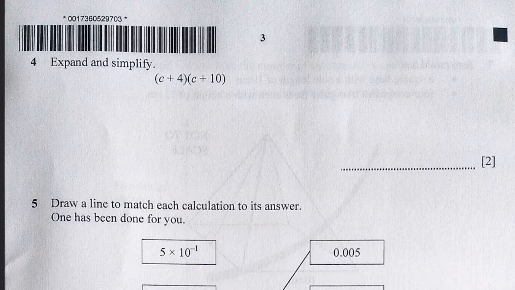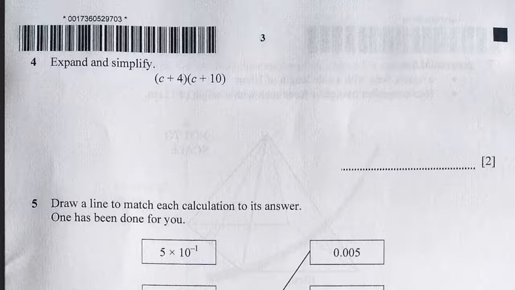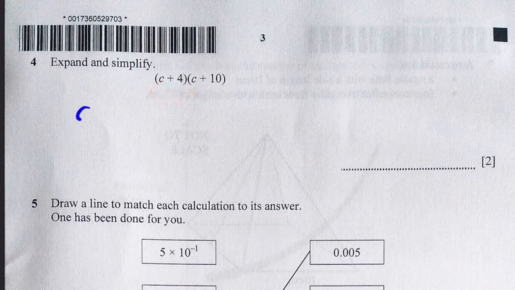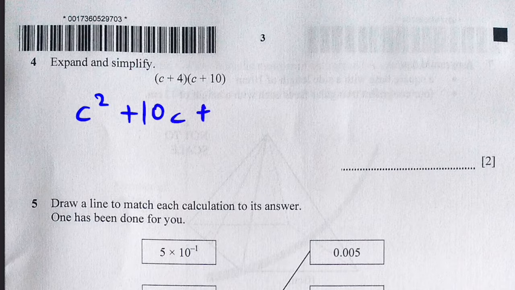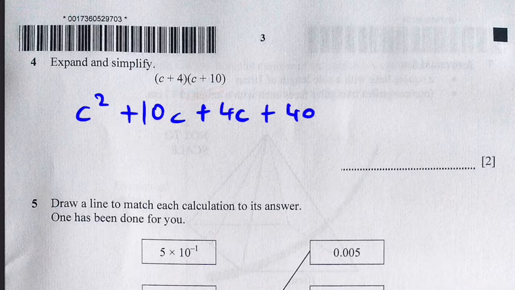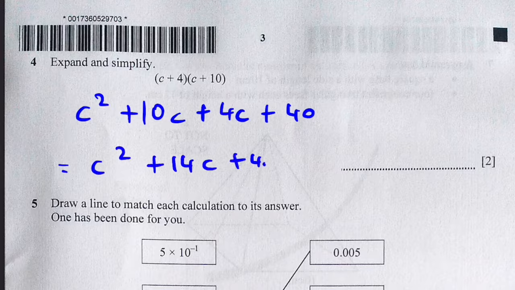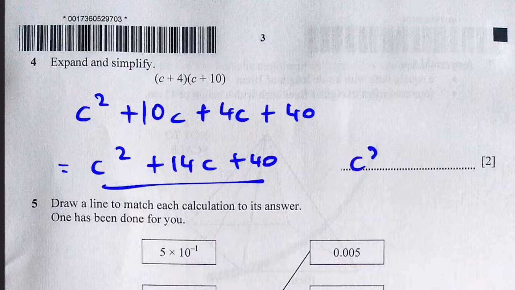Expand and simplify. C plus 4 times C plus 10. We can use the FOIL method, which means first, C times C, which is C squared, plus the outside, which is C times 10, 10C, plus the inside, which is 4 times C, which is 4C, and the last, plus 4 times 10, 40. Now we can simplify: C squared plus 14C plus 40. That's the answer.